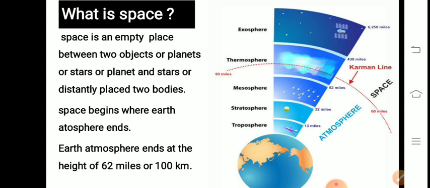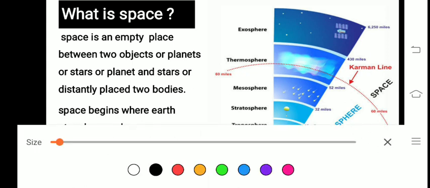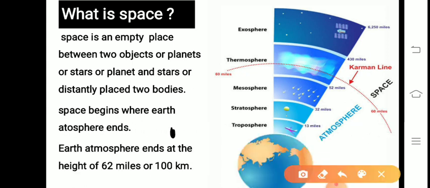Exactly in a similar way, if these two bodies are not small, just think of it this way: this is one body and this is another body, so these are the two bodies. Suppose this body is the Earth, because I am talking in reference to the Earth. This one is the Earth, and this is another body, suppose the Moon or any other planet or star, whatsoever.